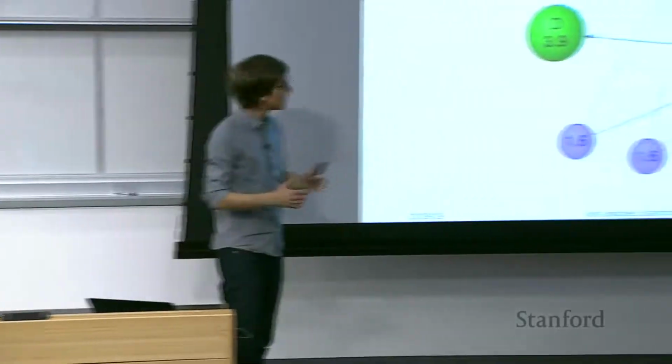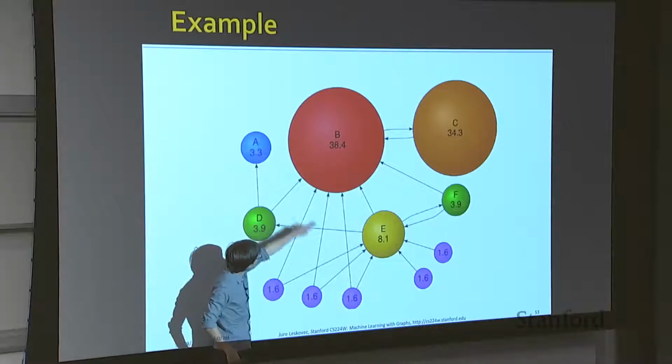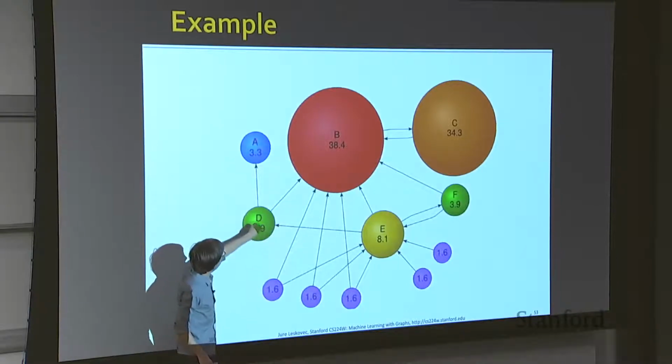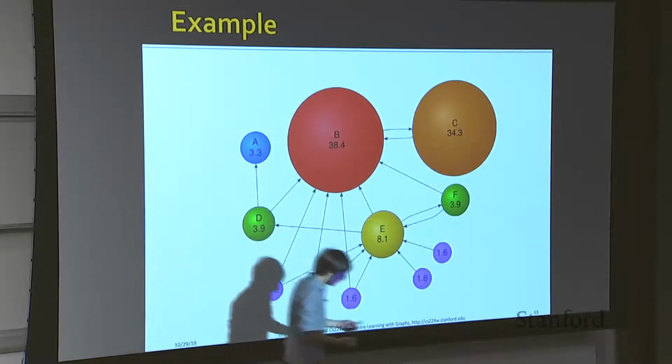All right, let me give you an example of how this would look. Here is the graph. Numbers sum to 100. The size of the node is proportional to the number, and these are the PageRank scores of the nodes in the graph. What do I like?